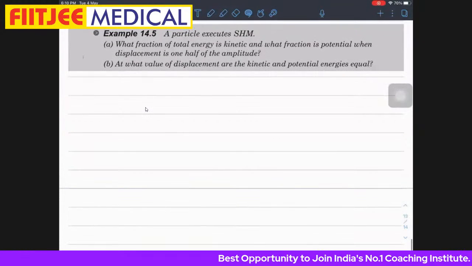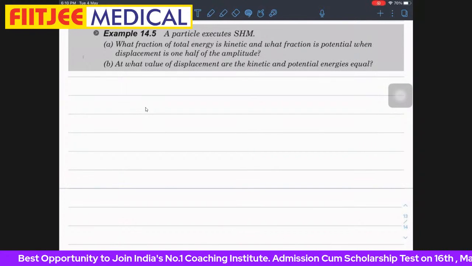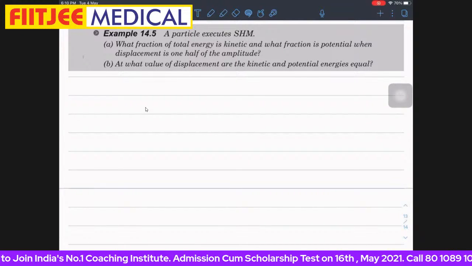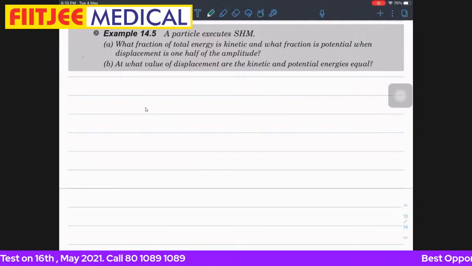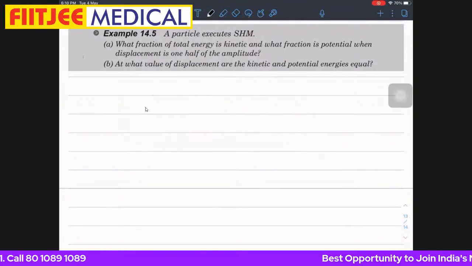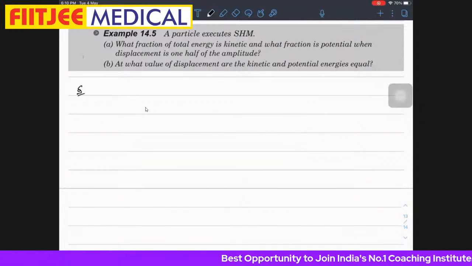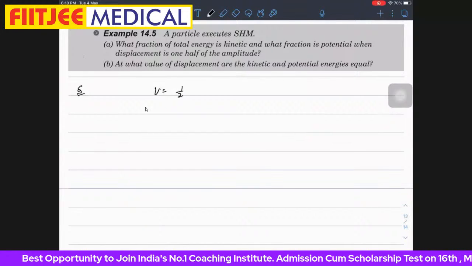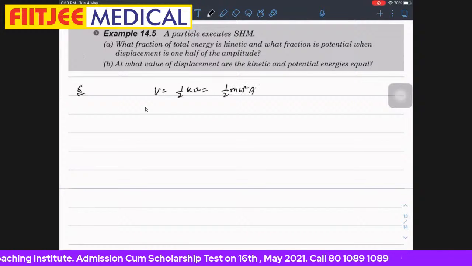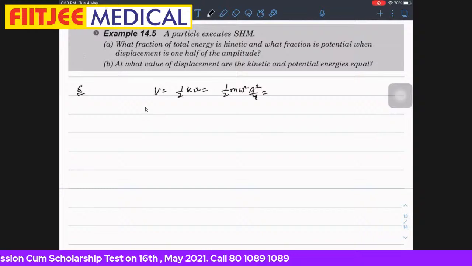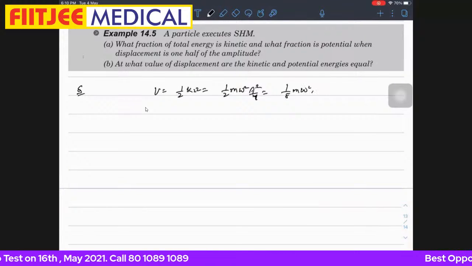See, they have again a particle executing SHM. They're asking what fraction of its total energy is kinetic and what fraction is potential when the displacement is 1/2 of its amplitude. So if I write potential energy directly, I can write half kx squared. x is a by 2, so m omega squared a squared by 4. So 1 by 8 m omega squared a squared.